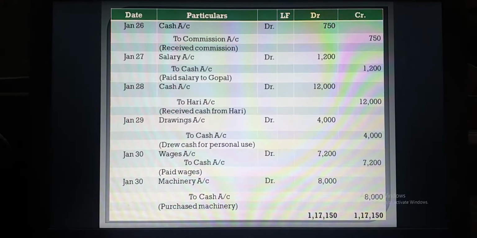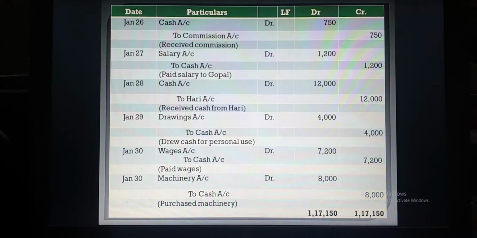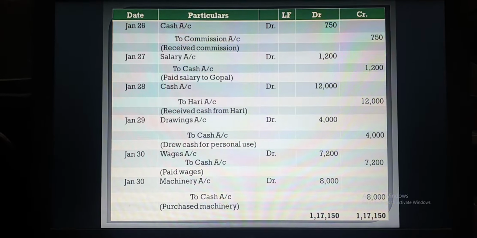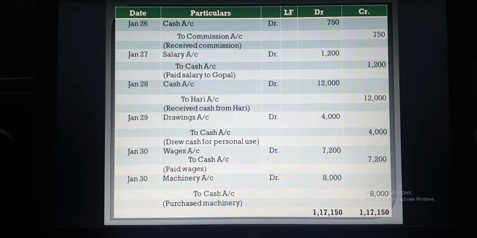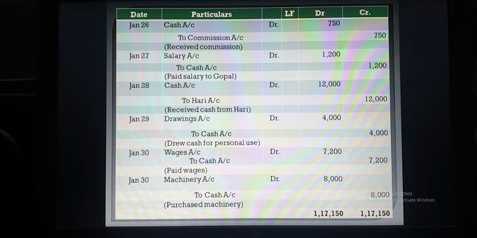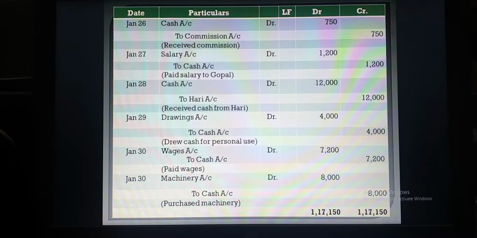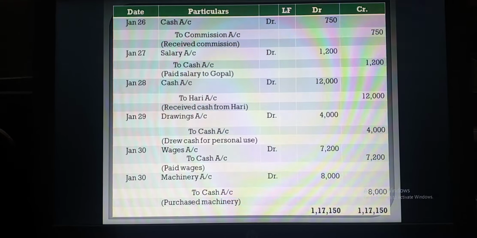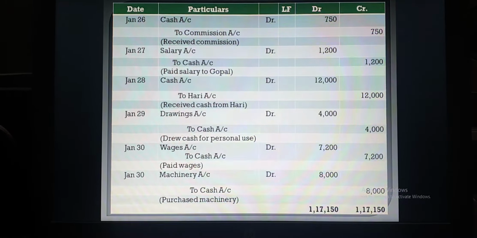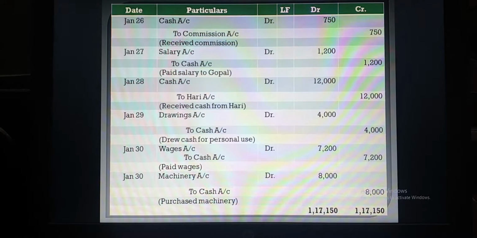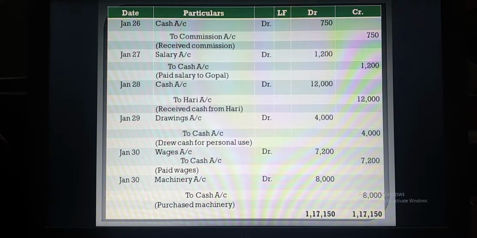Next is received cash from Hari. It is the same entry which we already passed in the third one. So whatever you are receiving, what is coming into the business, that is called cash, and who is the giver, that is called Hari. So on the debit part, real account is applicable, and on the credit part, personal account is applicable. So the entry will be cash account debit to Hari 12,000. That is the entry on January 28, and the narration is received cash from Hari.